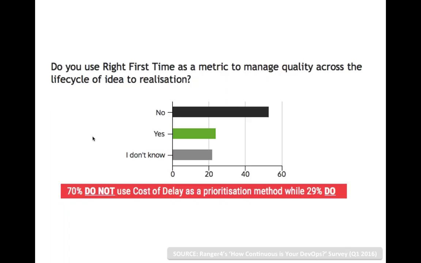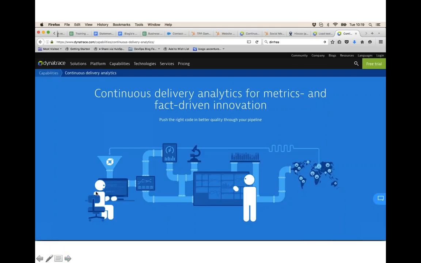Interestingly as well, cost of delay is another really key metric that we really recommend people look at when they're doing DevOps. And 70% don't use that as a metric or a way to prioritise work. But nearly 30% do, so that's on the other side quite good.